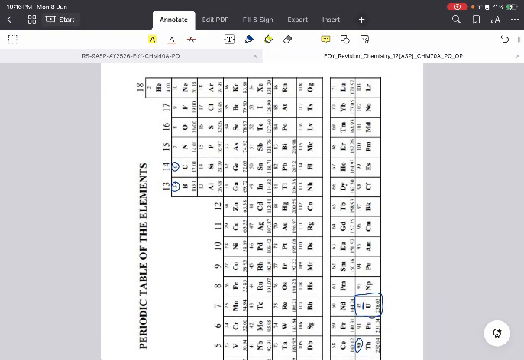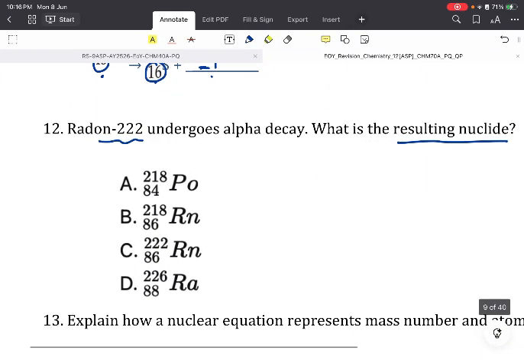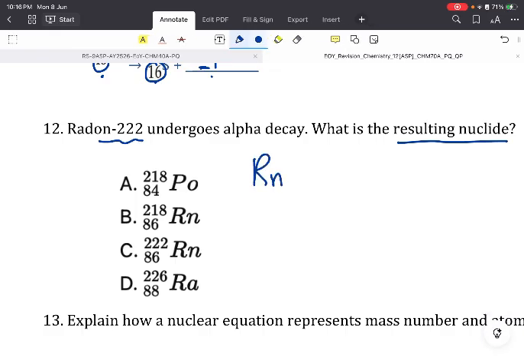And here is radon. It is 86. This is radon, and it's gonna undergo an alpha decay. So I'm gonna write here Rn, 222 as a mass number and 86. It's gonna undergo an alpha decay. That's 4 and that is 2.